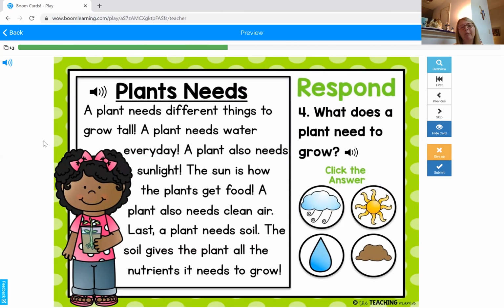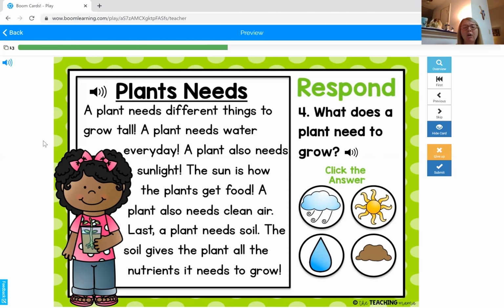Plant needs. A plant needs different things to grow tall. A plant needs water every day. A plant also needs sunlight. The sun is how the plants get food. A plant also needs clean air. Last, a plant needs soil. The soil gives the plant all the nutrients it needs to grow.